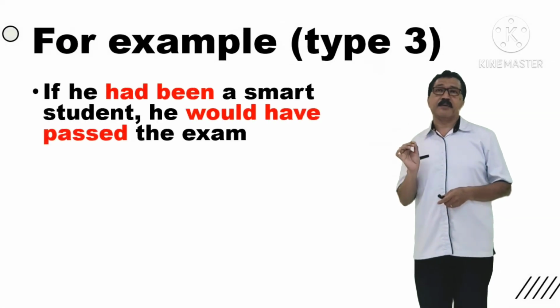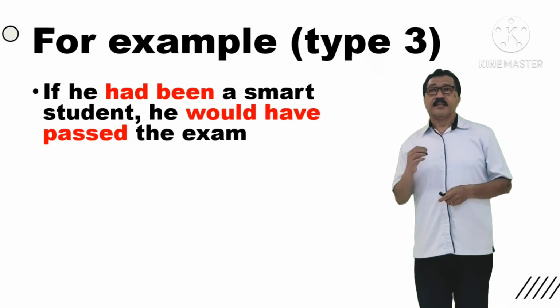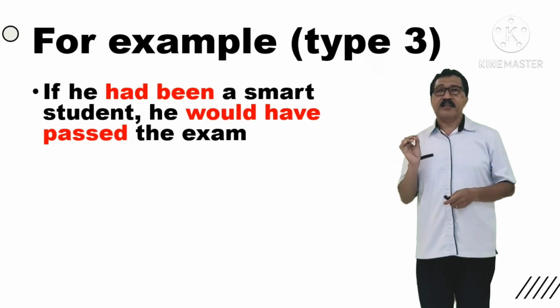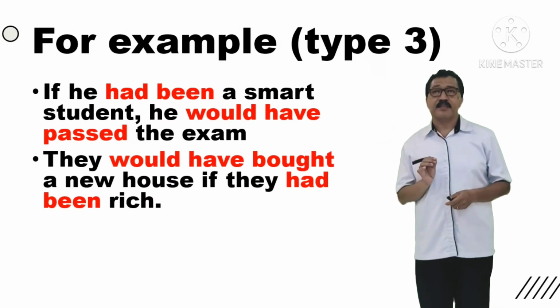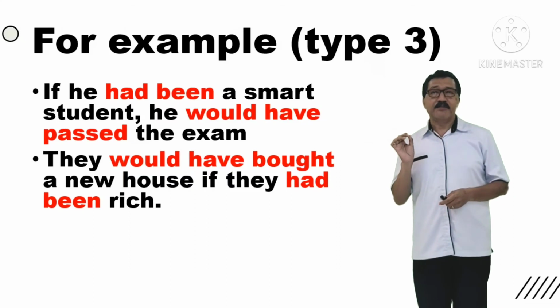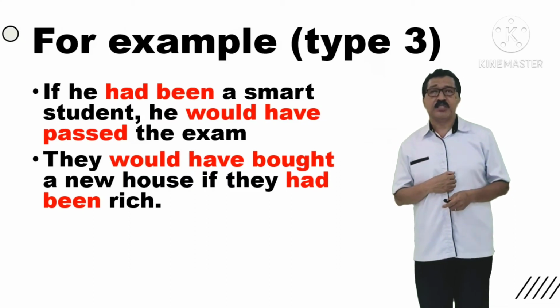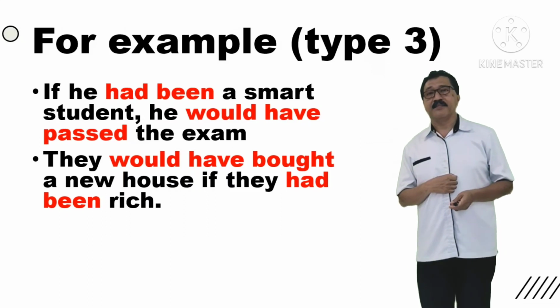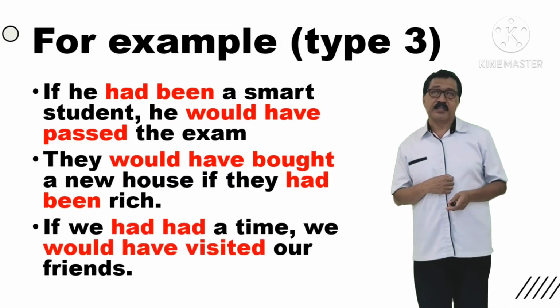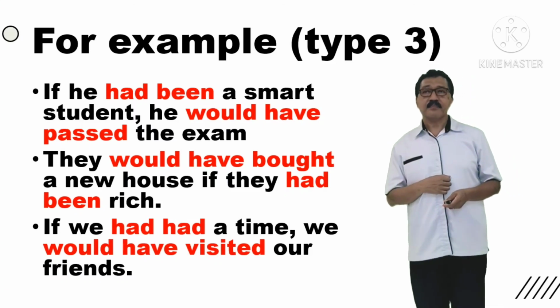So this is the simplification of type 3. If he had been a smart student, he would have passed the exam. They would have bought a new house if they had been rich. Look at this one, been rich, because rich is an adjective, and you put to be there. It is had been.